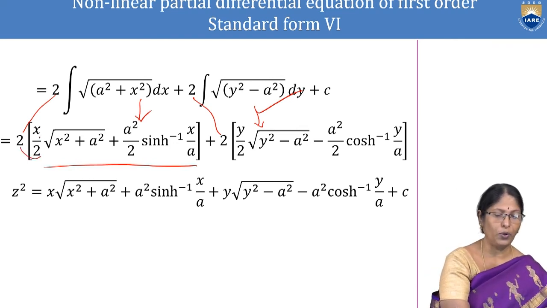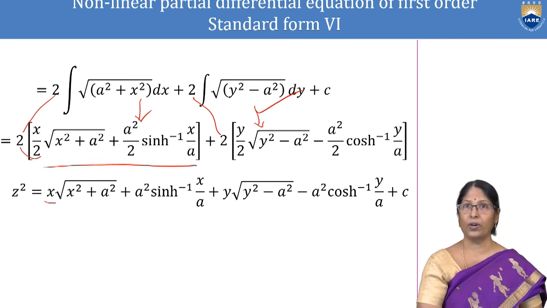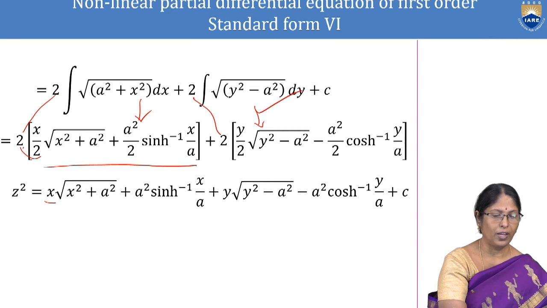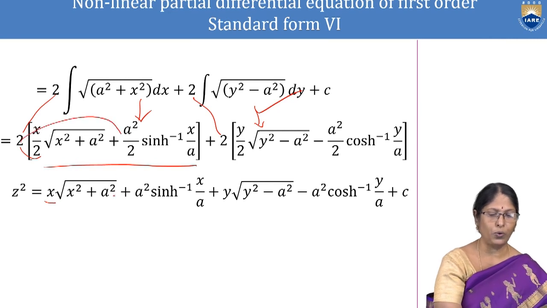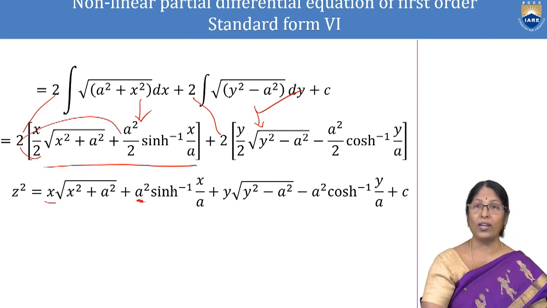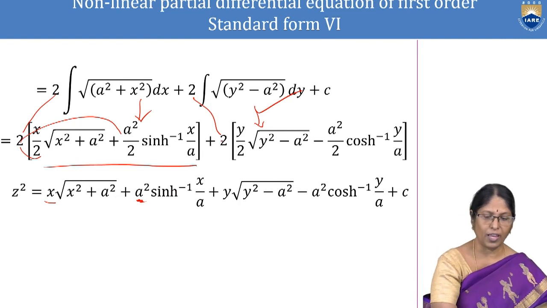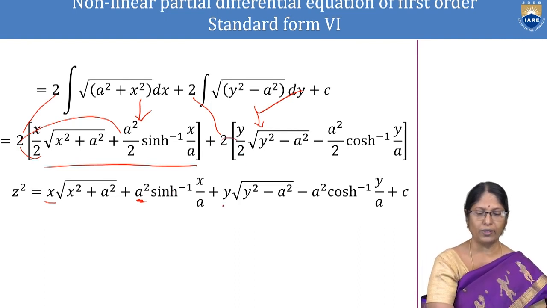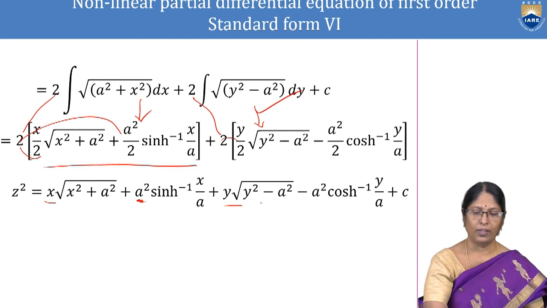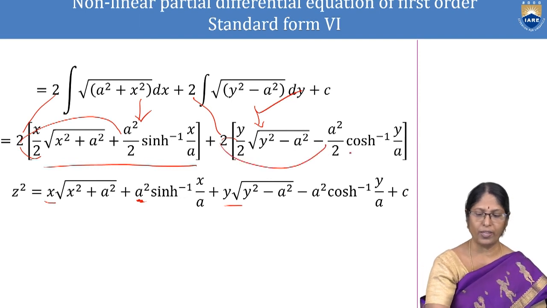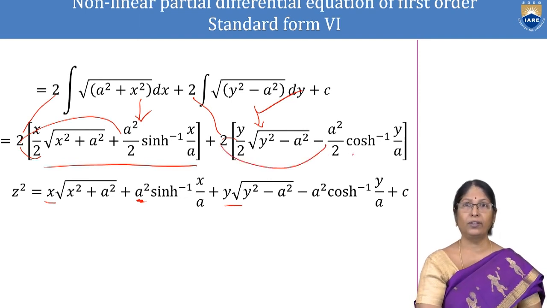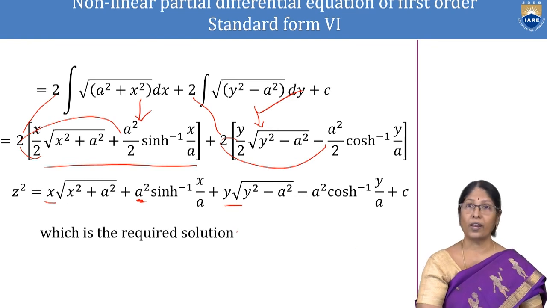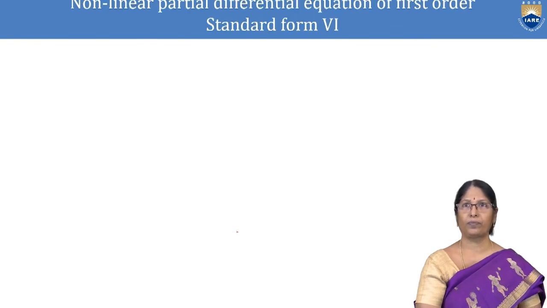So 2 into x by 2, the 2 cancels, only x we got. And here also we bring the 2, 2 cancelled, only a square. The same here, the 2 cancelled, only y. The same here also, 2 we are bringing here, 2 cancelled. This is the required solution.